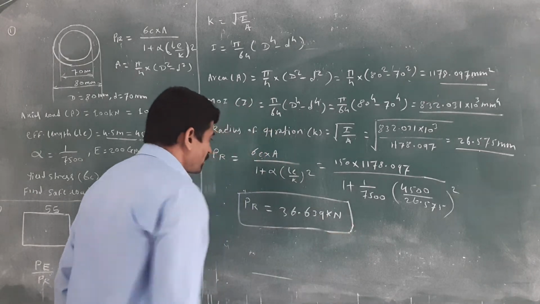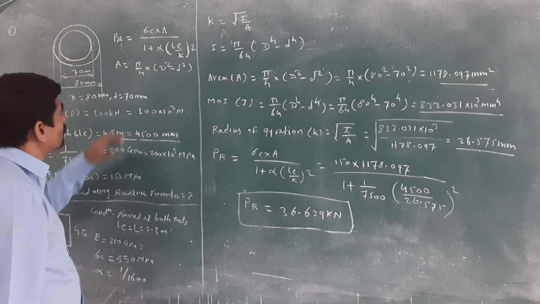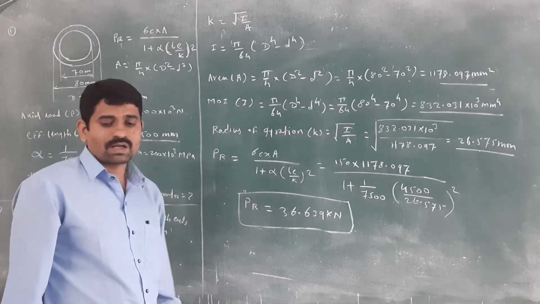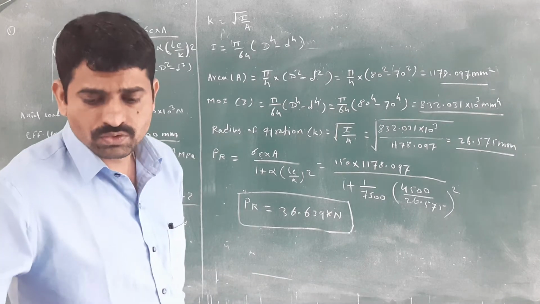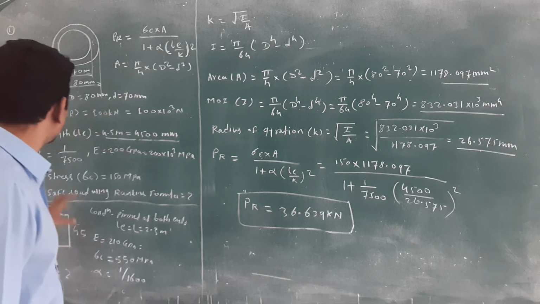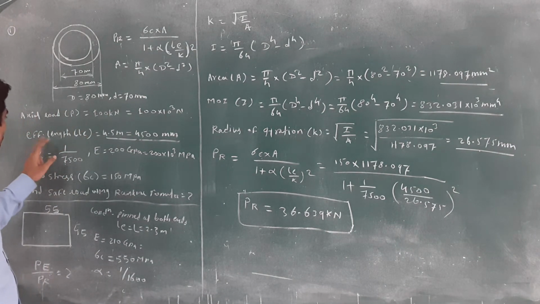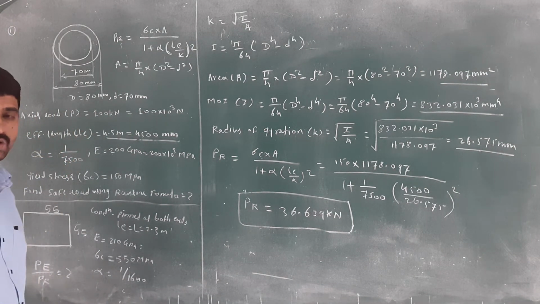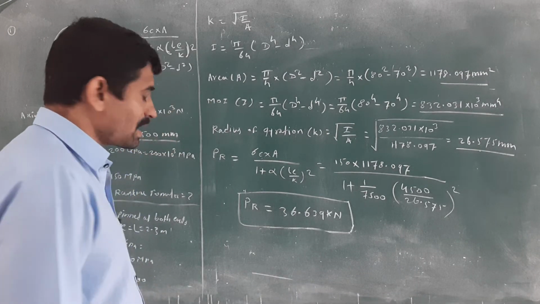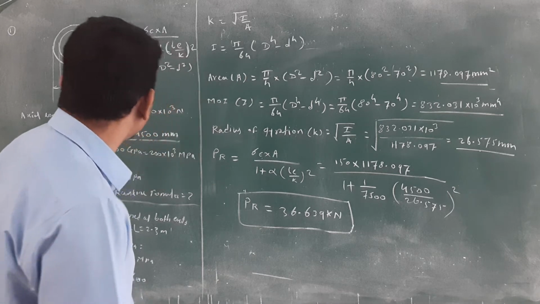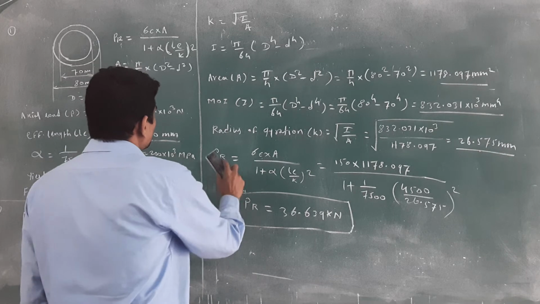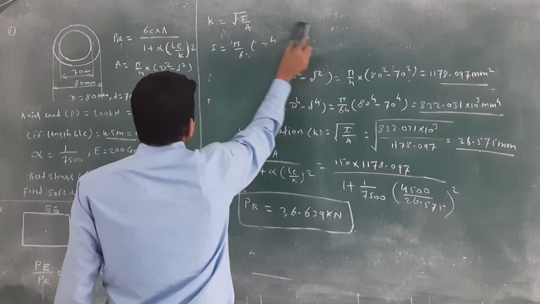If you know the main formula, then you can easily calculate the other values. This type of numerical will be asked for 6 to 7 marks on the buckling of column. Here they have not given the condition, but they have directly given the effective length. They have not given the relation between actual length and effective length. Then next, the second one, we will see.